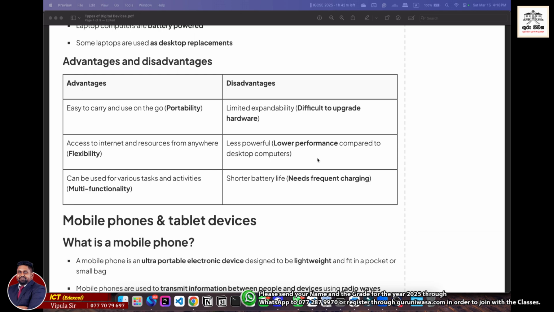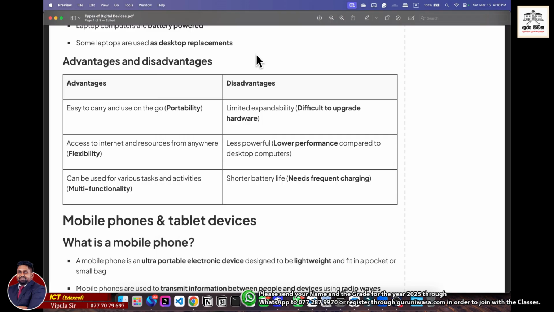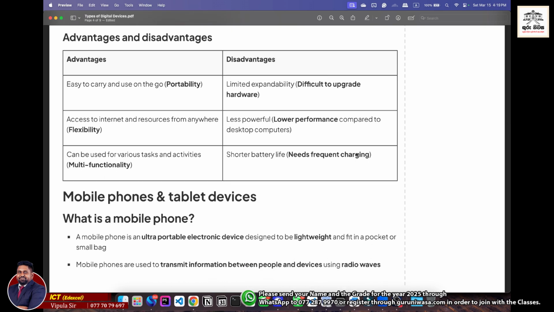Okay, so that is about laptops. I know it's something straightforward, but I hope you can now see that even if we think it's straightforward, when you go through it, you do get a certain set of points which you have to keep in mind, right? So that issue is technically there. Okay, so then mobile phones and tablet devices.